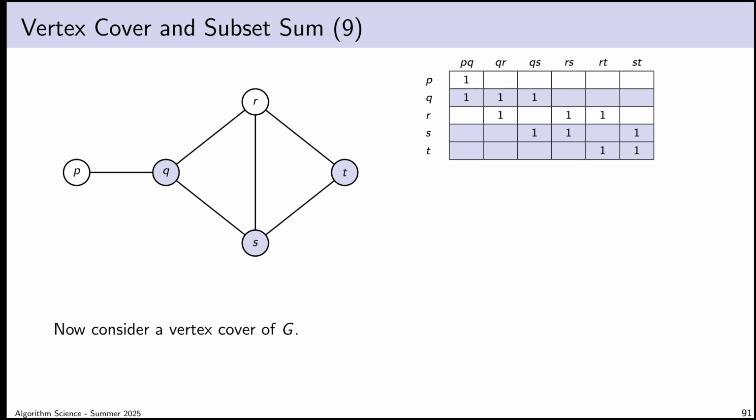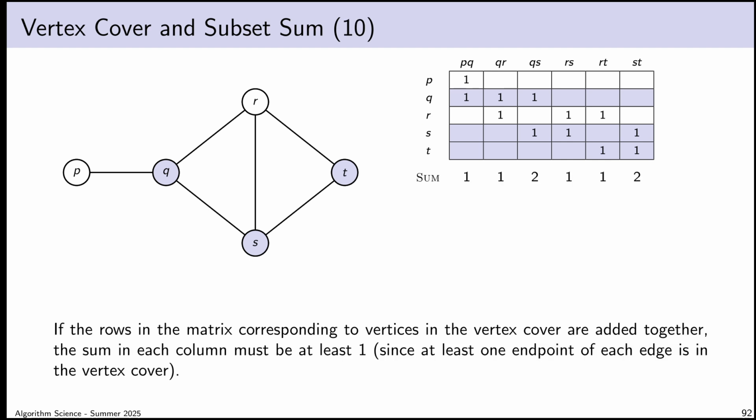Before we go further, before we consider vertex covers, observe that because of the way that edges work, every edge has exactly 2 endpoints, so the sum of each of these columns is exactly 2. If I just add up the entire column of the matrix, every column must have sum 2. Now let's consider some vertex cover of our graph. Here is a vertex cover, I've shaded it, QST. And we can shade the corresponding rows of the matrix blue as well.